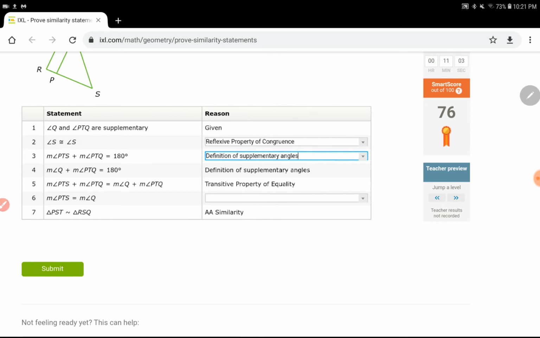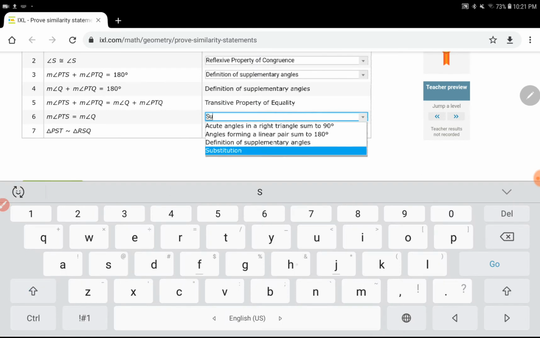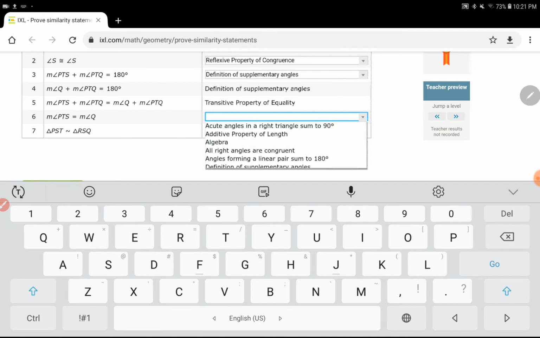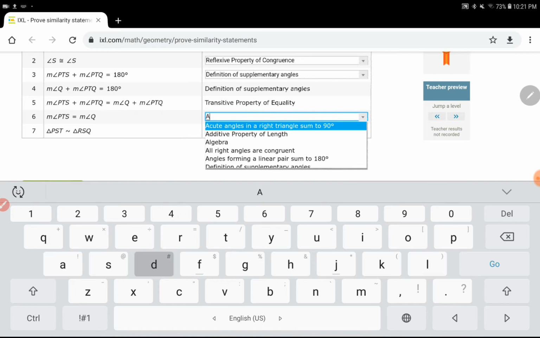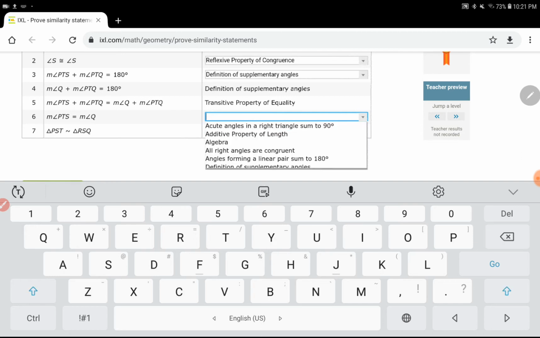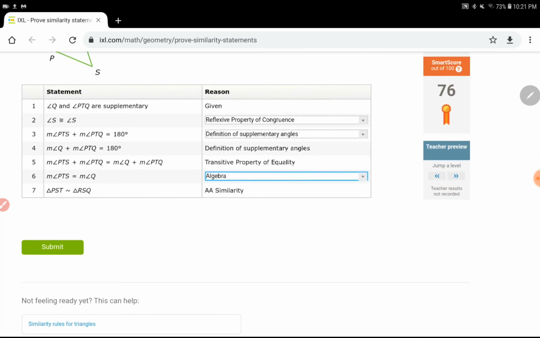Okay, let's see if subtraction is an option. No, there's no subtraction. Substitution is not what I'm looking for. I keep seeing that algebra, but I just want to show you that it doesn't say addition. It says additive property of length. That's a different property. So the only one that we can pick is algebra. So that would be the answer to this one.